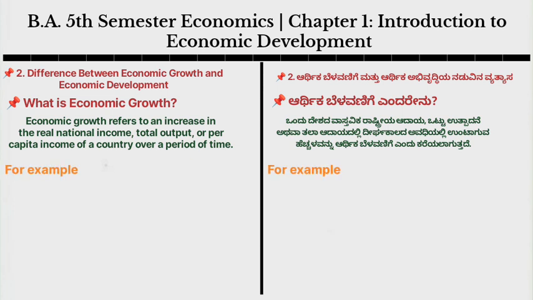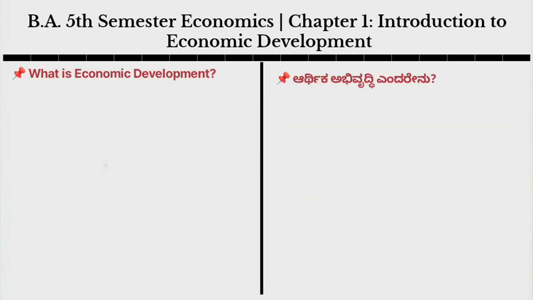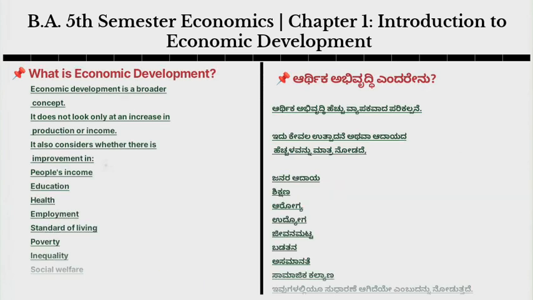For example, suppose a country produces goods and services worth 100 crore rupees in 1 year. If the production increases to 120 crore rupees in the next year, there has been an increase in production. This is called economic growth. What is economic development? Economic development is a broader concept. It does not look only at an increase in production or income. It also considers whether there is improvement in people's income, education, health, employment, standard of living, poverty, inequality, and social welfare. So, economic development means overall improvement in the economic and social conditions of people.